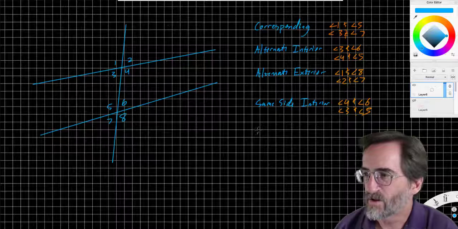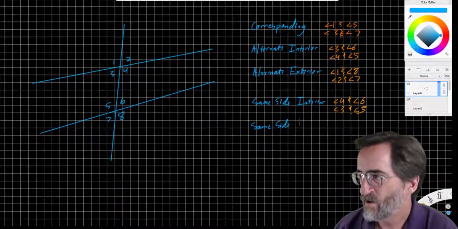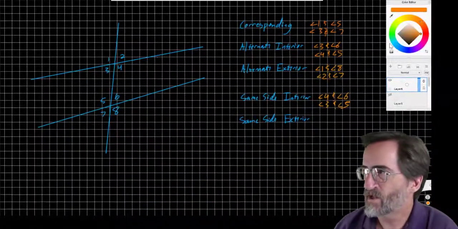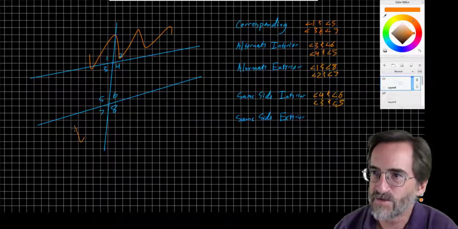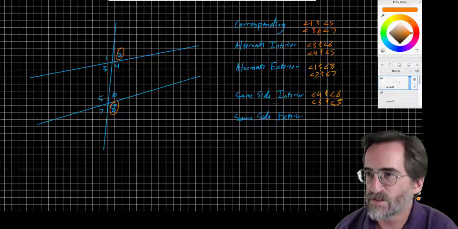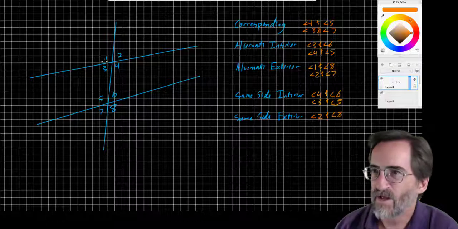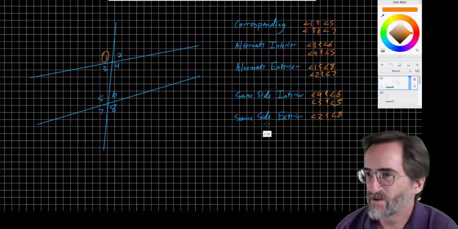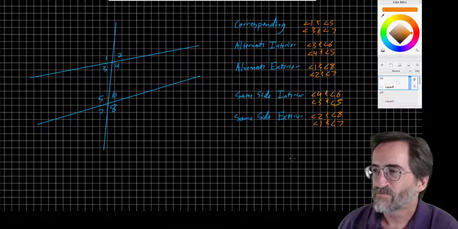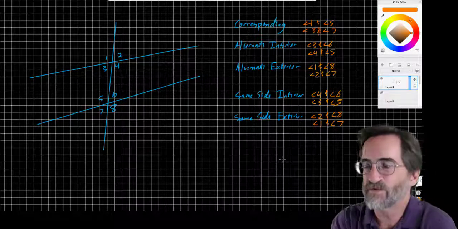And then, if there's interior, there's same side exterior angles. They're outside the crossed lines and they're on the same side. So angles 2 and 8 are same side exterior angles. And angles 1 and 7, same side exterior angles. And that's about it. Those are the names of the pairs of angles that you're responsible for knowing.